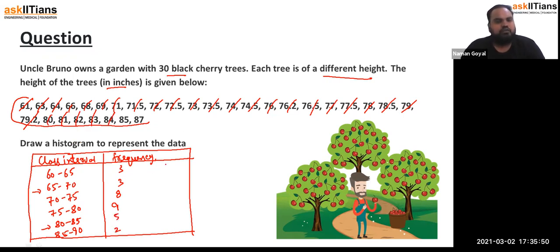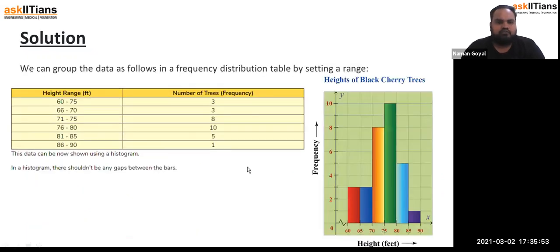So we have the data. Now we are going to draw the histogram. We are going to draw the histogram here.